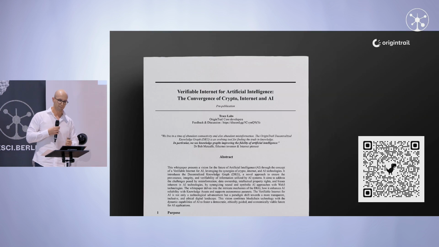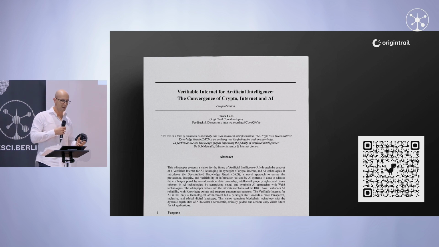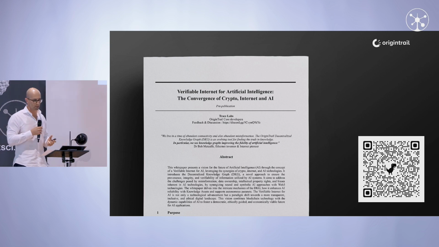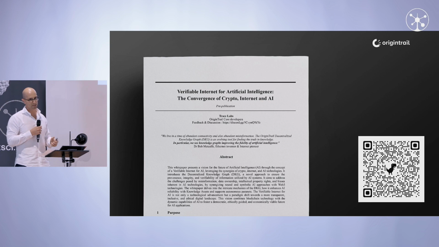And this is where verifiable internet for AI comes in. And what is the verifiable internet for artificial intelligence? We see this as an intersection of crypto, internet, and AI. And OriginTrail is one of the core components that we see as enabling this verifiable internet for AI. And OriginTrail introduces a couple of really exciting concepts and components.